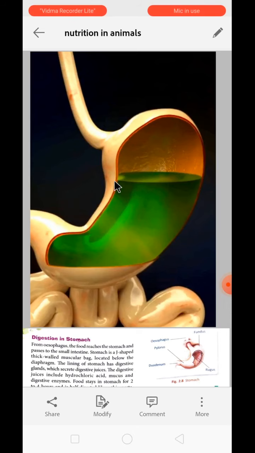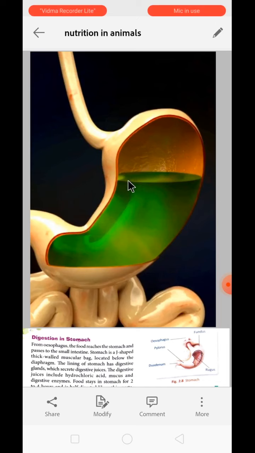Okay, the highly muscular wall of the stomach shows rhythmic contraction and relaxation, which churns the food into fine paste and mixes the digestive juices with it properly. This is the function of the stomach. Okay, and what are the other functions? Mucus, which is secreted by the inner wall of the stomach, protects the inner lining of the stomach from the action of enzyme and HCl.